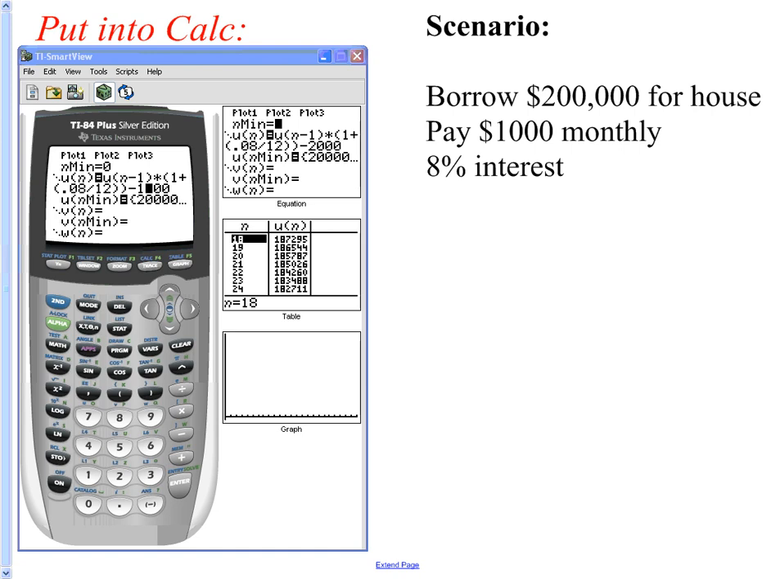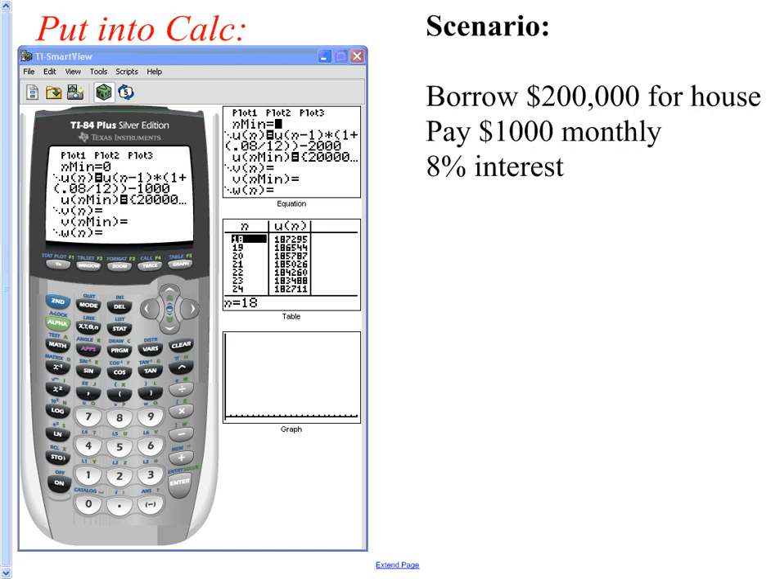So if you look at the formula I've put in for this, I've got n min is 0. Remember how I said to always start with u sub 0? That's why there's a 0 at the top. And then it's u sub n minus 1 like normal, times 1 plus, that's all what you're used to. And then there's an extra parentheses around the 0.08 divided by 12. And then there's two end parentheses, and then minus 1,000. If you forget those two end parentheses, it won't like it.